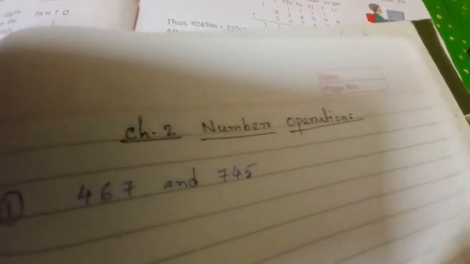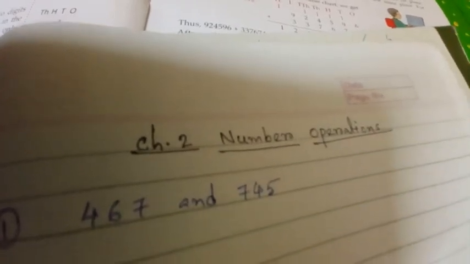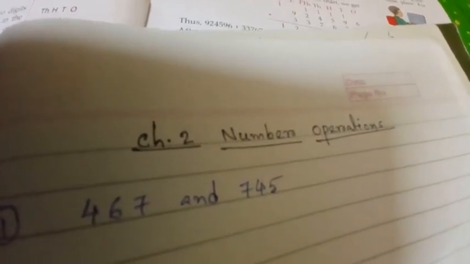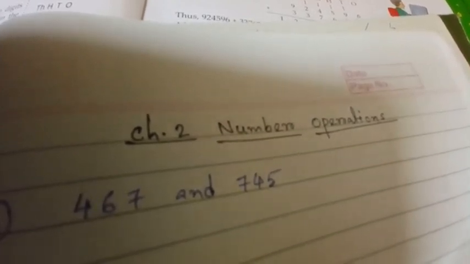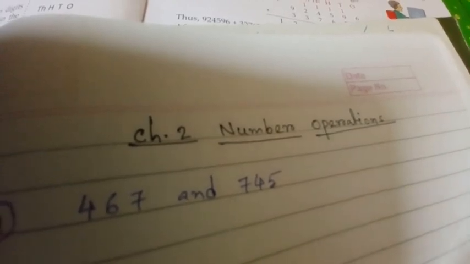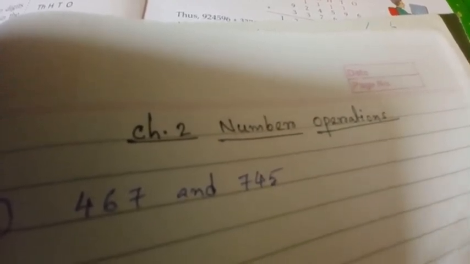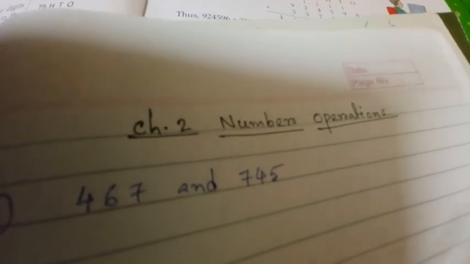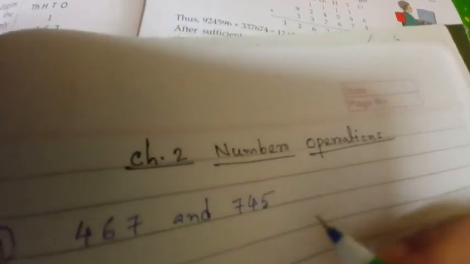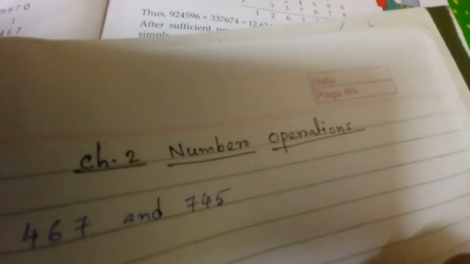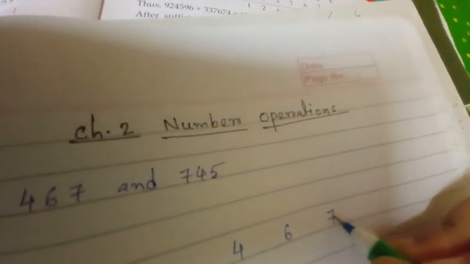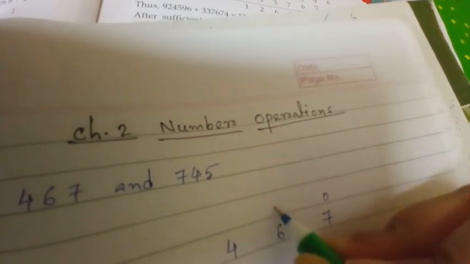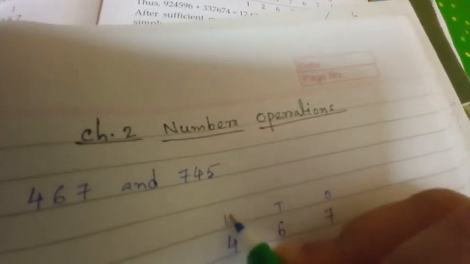I hope, students, you remember that when I discussed the first chapter, Numbers, I told you how important place value is to solve a numerical problem. You have to know the place value, because if you know the place value, then everything will be easy for you. So at first you write the number this way: 4, 6, 7. So 7 is in the one's place, 6 is in the ten's place, and 4 is in the hundred's place.